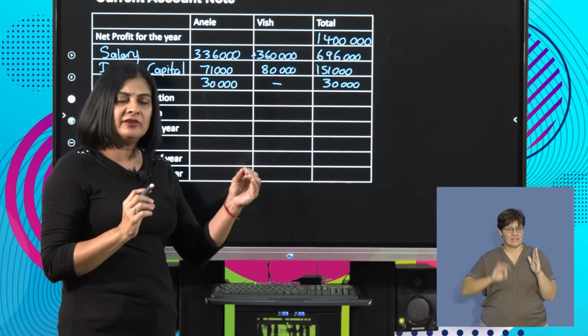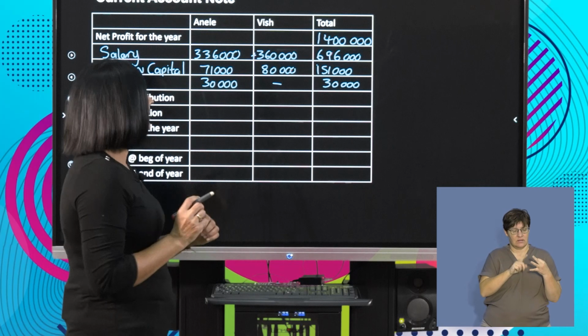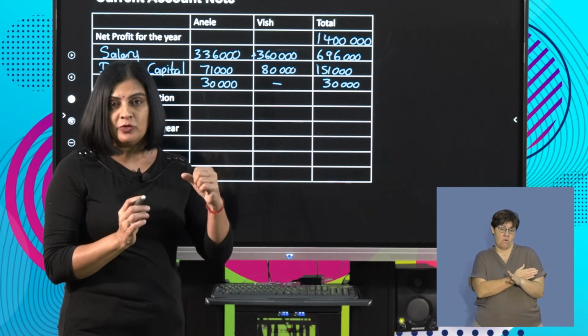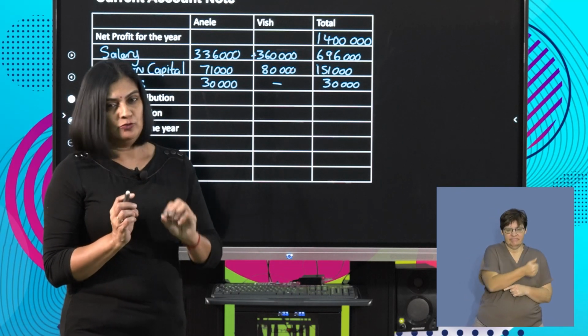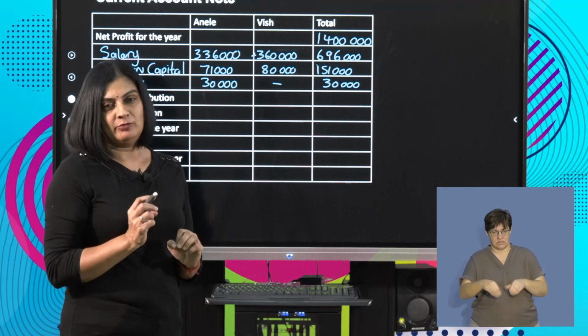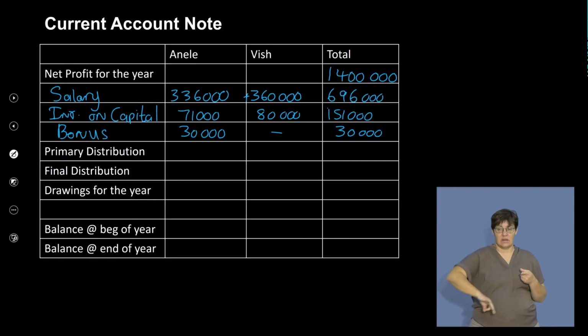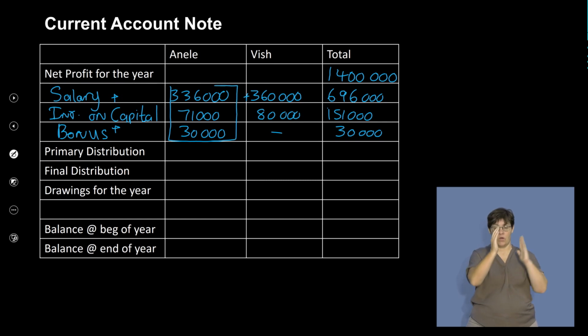I've recorded salary, interest on capital, as well as bonus. Now, remember what I said earlier on, before our ad break, primary distribution. What do we mean by primary distribution? So primary distribution is simply the sum of salary, plus interest on capital, plus bonus. That gives us primary distribution. So we're going to quickly calculate our primary distribution for each partner, and I'm going to put this into a block so I can show this as a calculation.